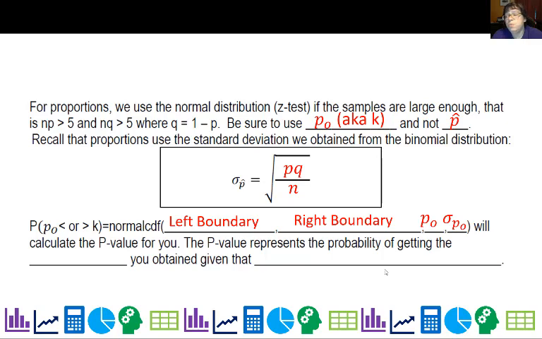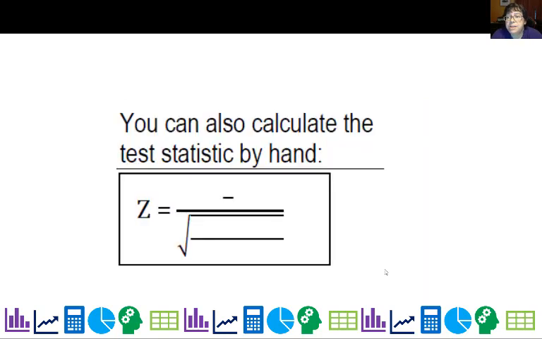The p-value represents the probability of getting the data you obtained, or more extreme, given that the null hypothesis is true. Now we can also calculate the test statistic by hand. It's p hat minus p naught all over the standard deviation for the hypothesized proportion. The good news is most calculators and software will do this just given your x, your n, and your p naught. So you don't typically have to calculate the test statistic, and they'll also tell you what z is.